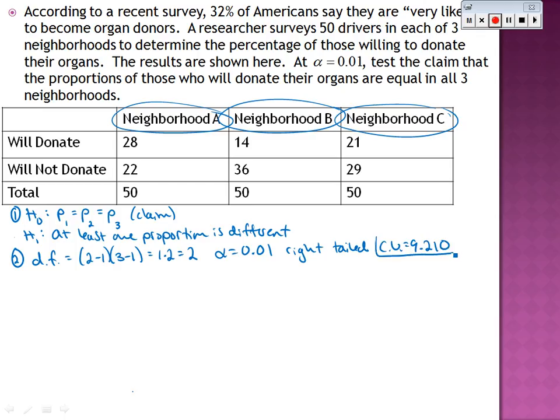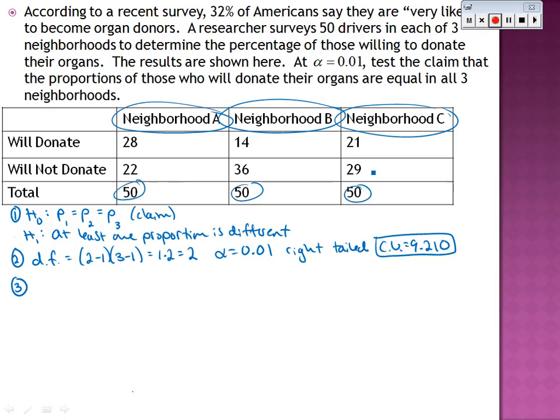So there's our critical value. Your test value uses the same formula that we had for goodness of fit and for our test for independence. To find the expected values, you have to add up your rows and your columns and get your grand total also. Your total for your columns is already given to you. That's 50.